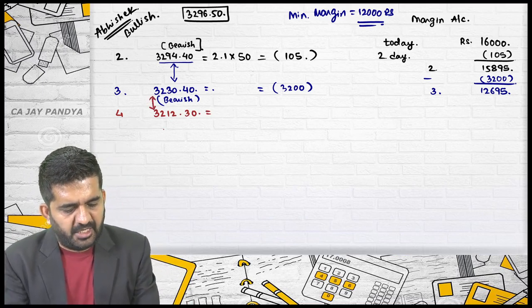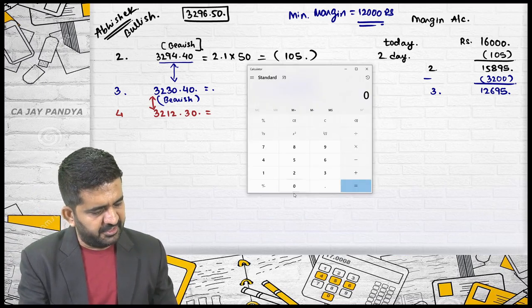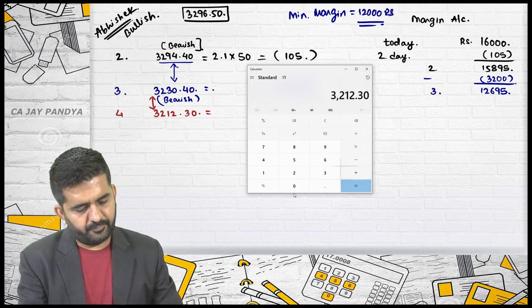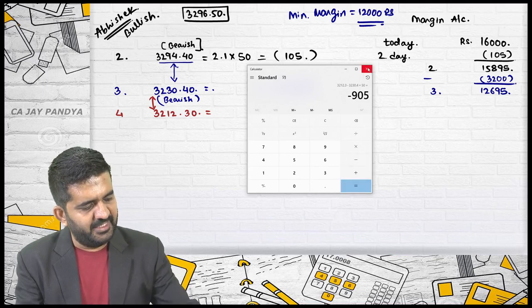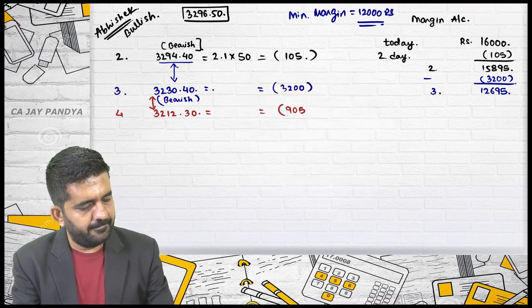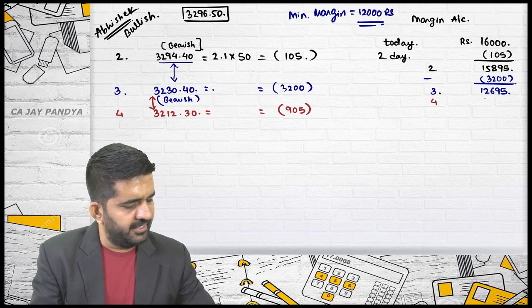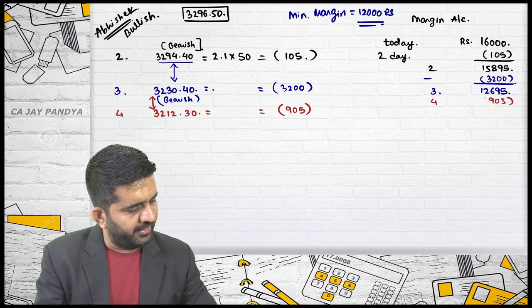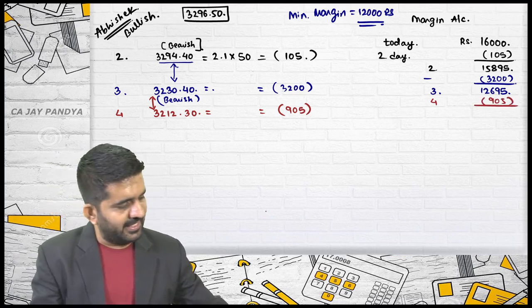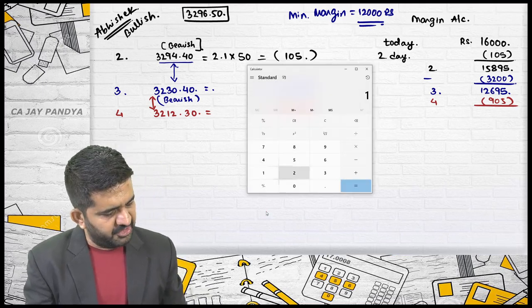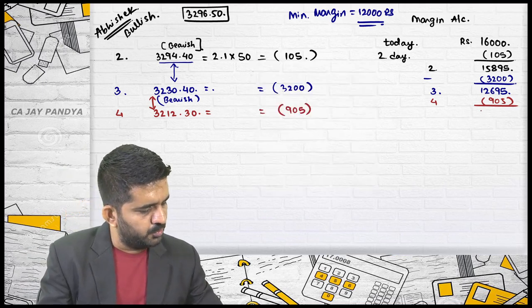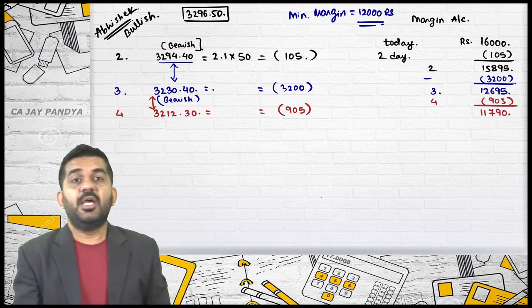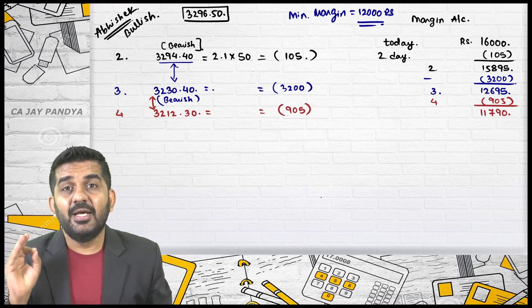I will lose the money. What I'll lose is the difference between these two. 3212.30 minus 3230.4, multiplied by 50, which is the lot size, is minus 905. On the fourth day, 905 rupees will be deducted from my margin account. Please understand, now my margin balance is 12,695 minus 905, which is 11,790 rupees. Is this a figure less than my maintenance margin?